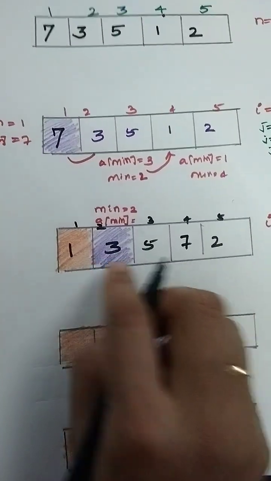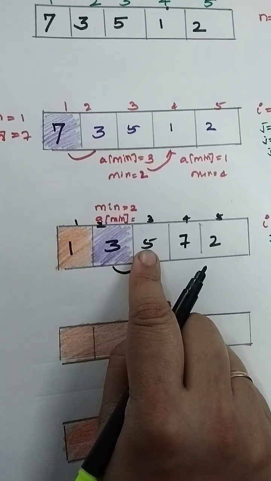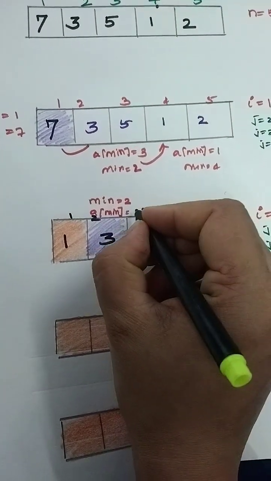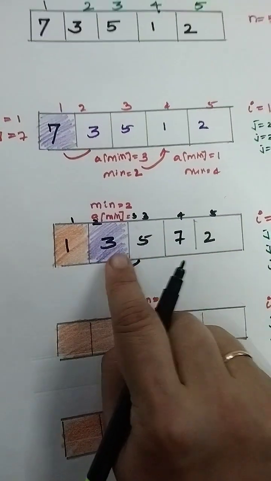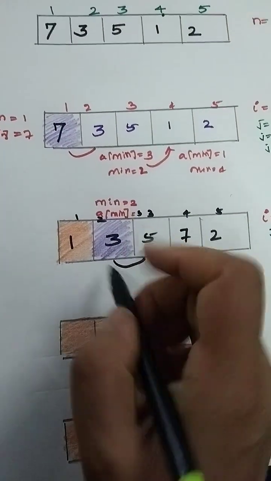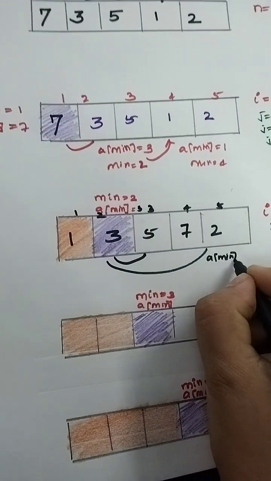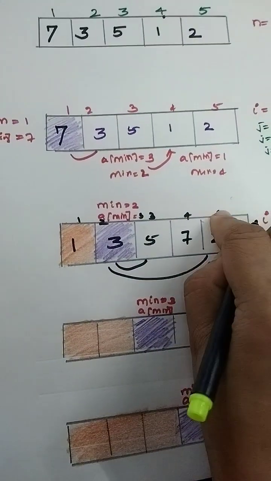3 as minimum. Now 3 is compared with 5. No, 5 is not less than 3. So minimum remains the same. Okay, A of minimum is how much here? 3. Now 3 is compared with 7. Minimum remains 3. 3 is compared with 2. When 3 is compared with 2, A of minimum becomes 2 because 2 is less than 3, and your minimum position becomes how much? 5.